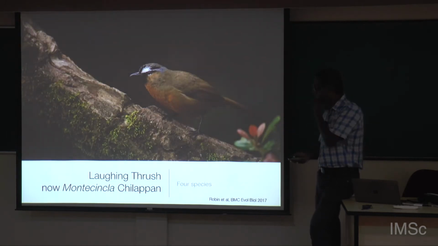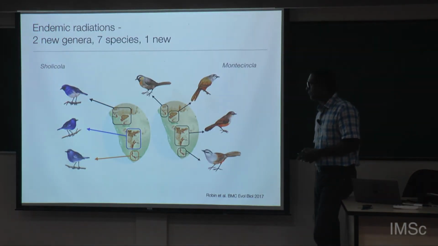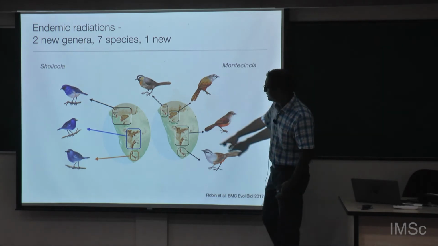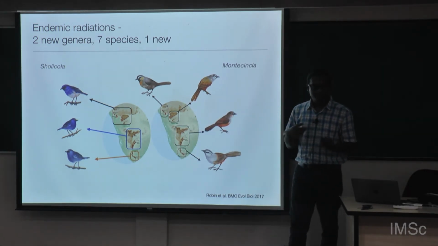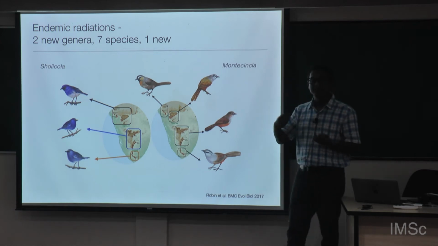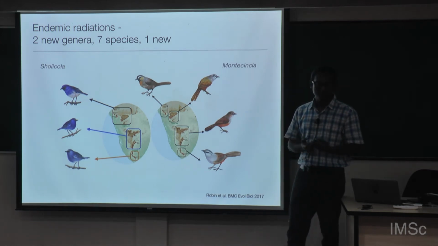So this was another group, laughing thrushes. They were thought to be laughing thrushes. Again, it turns out that they are not. And what we also found was that on each of these mountains, there were these different species, because the divergence between them was fairly old.